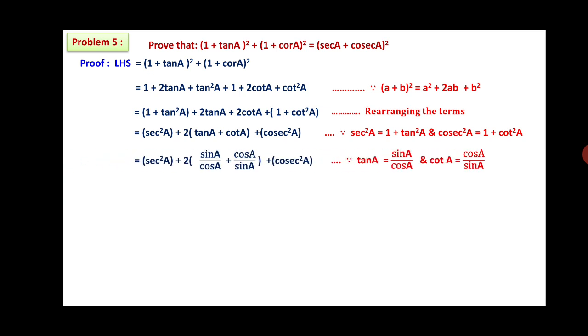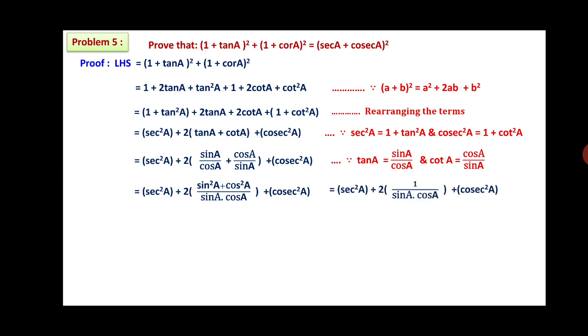Now sec square a plus 2, we will rearrange, use the values of tan a. Tan a is nothing but sin a upon cos a, plus cot a is cos a upon sin a, bracket complete, plus cosec square a. Sec square a plus the LCM of these two in the bracket is sin a cos a, sin a into sin a is sin square a, cos a into cos a is cos square a, bracket complete, plus 2 cosec square a. So this is equal to sec square a plus 2 into bracket 1 upon sin a into cos a, bracket complete, plus cosec square a.